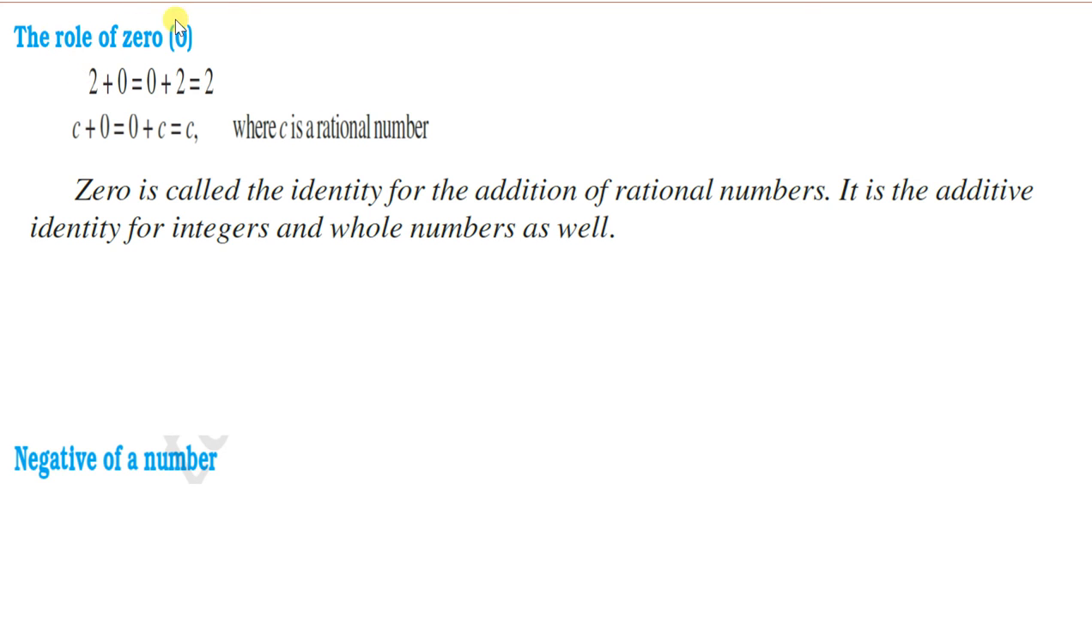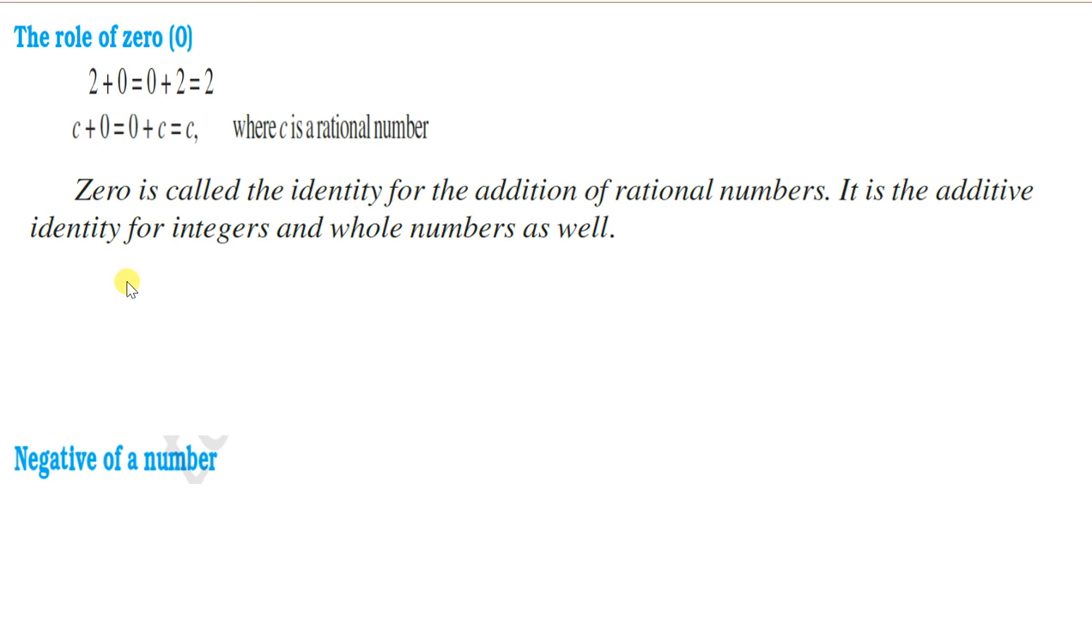First, the role of zero. Zero is called the additive identity in case of rational numbers. Zero को किसी भी नंबर में अगर ऐड करते हैं वही सेम नंबर मिलता है, इसलिए जीरो को हम एडिटिव आइडेंटिटी कहते हैं. So if c is any rational number, you can write c plus 0 is the same as 0 plus c equals c.